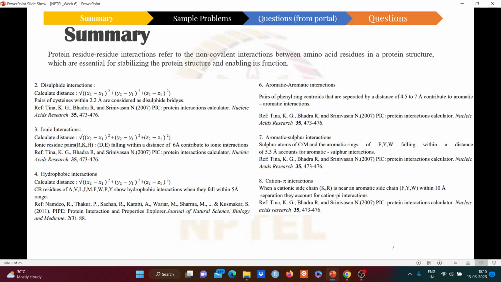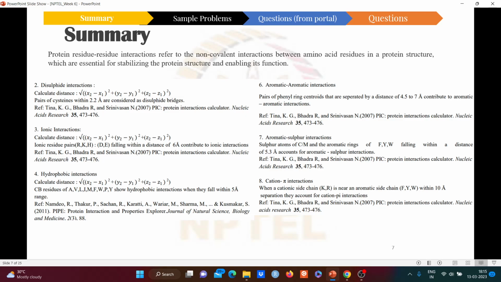Okay, moving forward, aromatic interactions. These are also called pi-pi interactions, which occur between two aromatic rings, such as those of phenylalanine or tyrosine, which are stacked on top of each other. The typical cutoff for pi-pi interactions is around 4.5 to 7 angstroms.